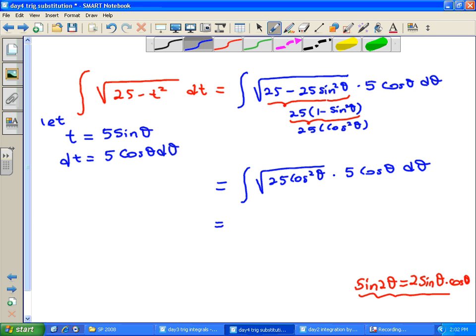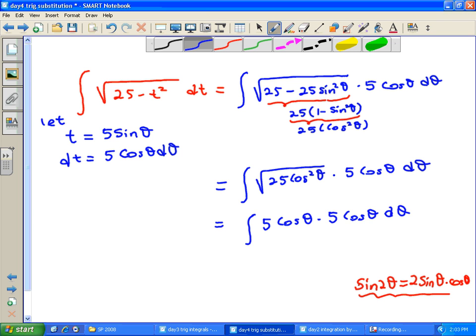Okay. Any questions up to this point? Any questions? Now we're ready to simplify the square root, right? How will that quantity come out of the radical? Yes, Tim? 5 cosine theta. That's how it's going to come out of the radical. So now we're going to have 5 cosine theta multiplied by 5 cosine theta.